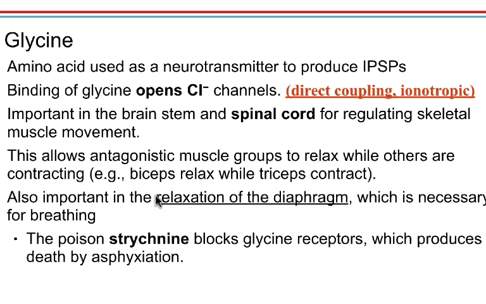More importantly, relaxation of the diaphragm, which is necessary for breathing, also depends on the function of glycine. The poison strychnine, which is used to kill rodents, works by blocking glycine receptors. By blocking glycine receptors, the respiratory muscles go into contraction, and as a result rodents are killed due to asphyxiation, or lack of oxygen.